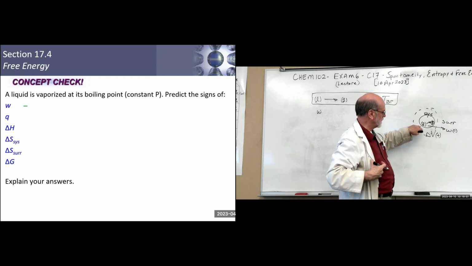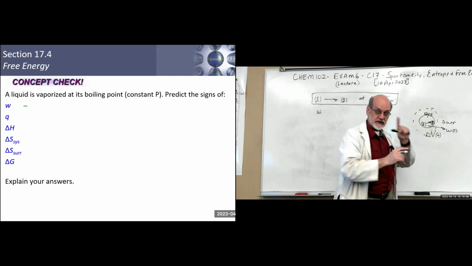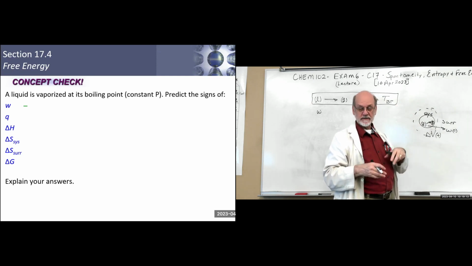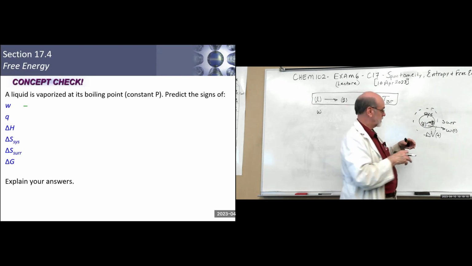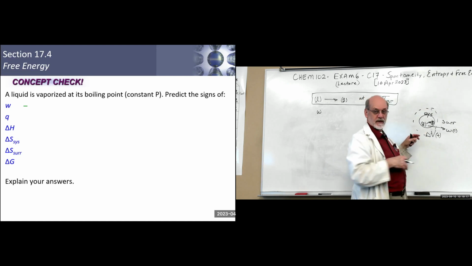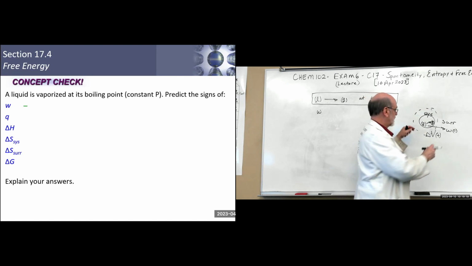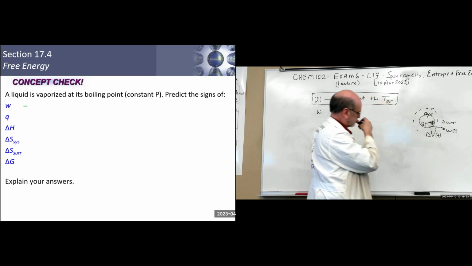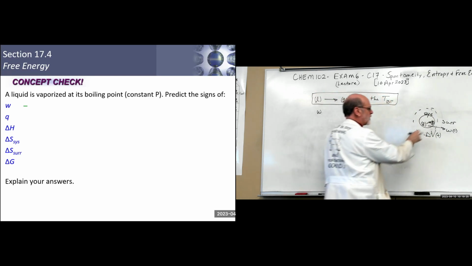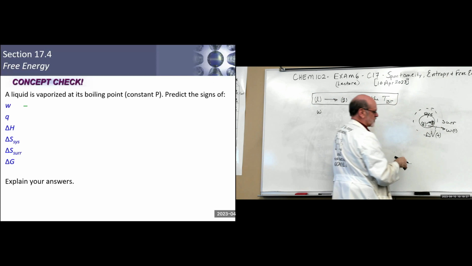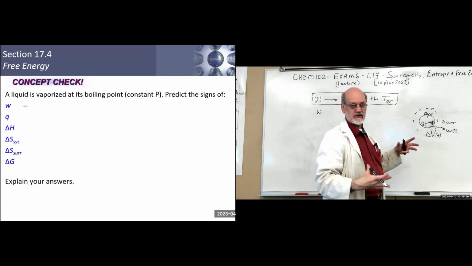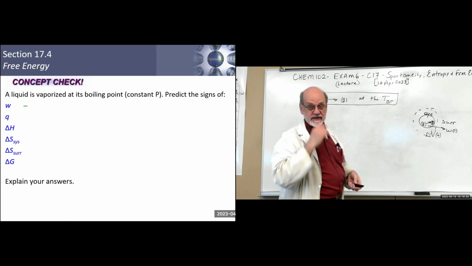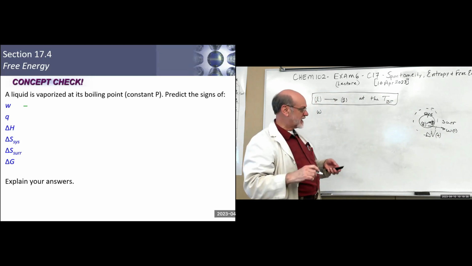As you vaporize from liquid to gas at constant pressure, volume has to increase. Boyle's law: one goes up, the other goes down. One goes down, the other goes up. Or if pressure is constant, then the volume must increase in order to accommodate these extra gas molecules. So it's doing work on its surroundings. That's why W is negative. Right? How about Q?